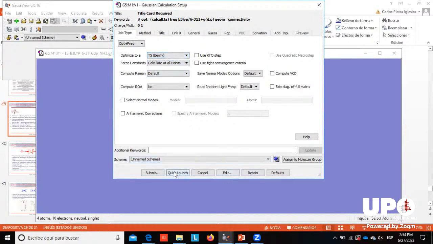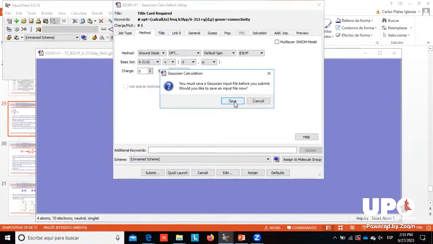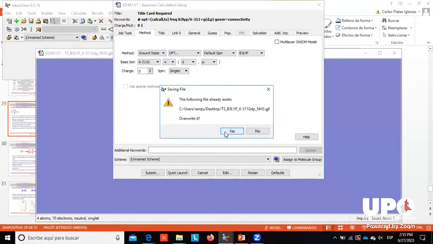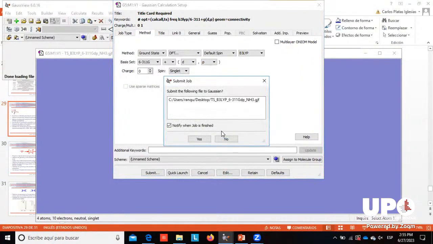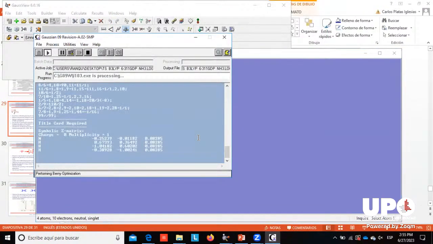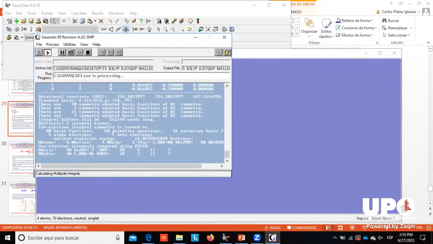Yep. Okay. Submit. Let me check, I don't know if this is correct. Yes. Okay. I think it is. Save. Yeah. And hopefully I have enough memory. Yeah, it looks like it's running.